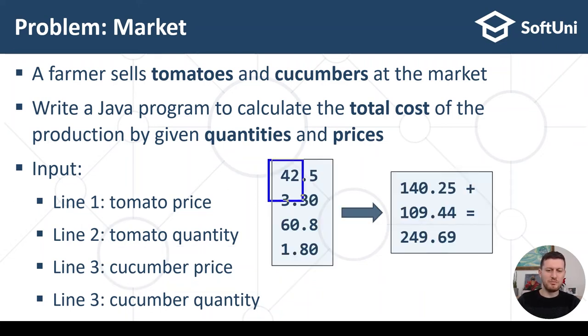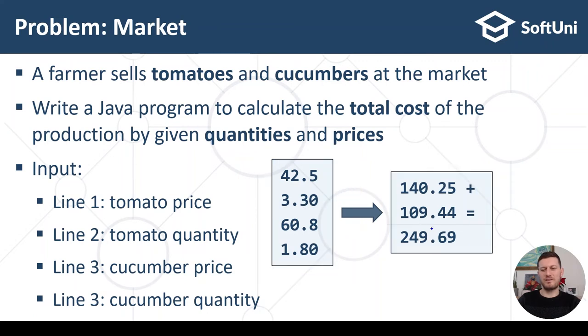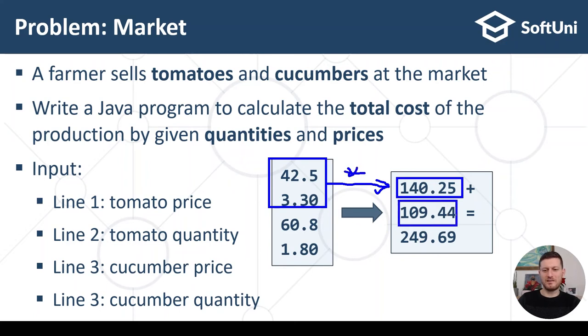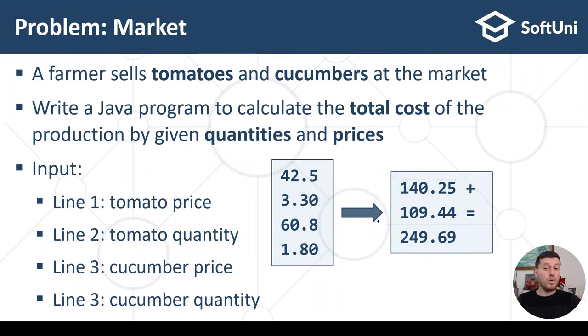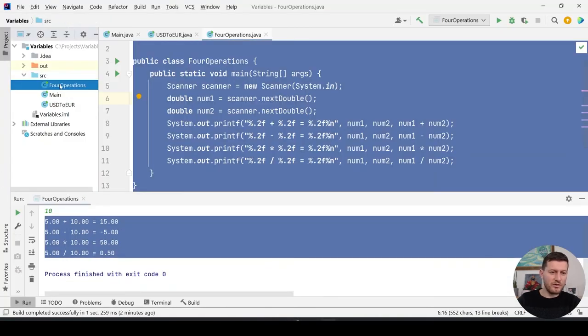So if we multiply these two numbers, and we multiply these two numbers, and we sum these two outputs, we'll find this. So this is the multiplication of these two. The second is the multiplication of these two. And the sum is the sum of these two above. Looks quite easy. I will again copy these four operations.